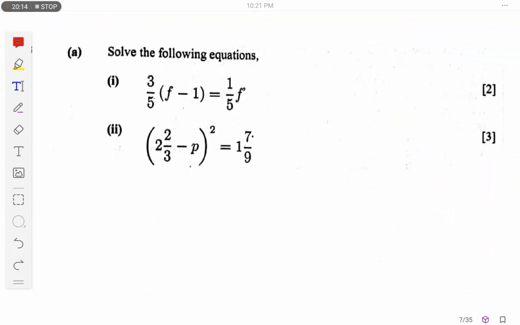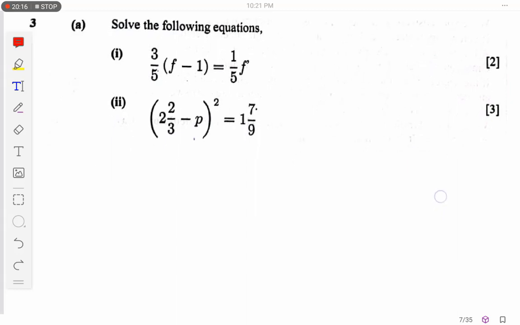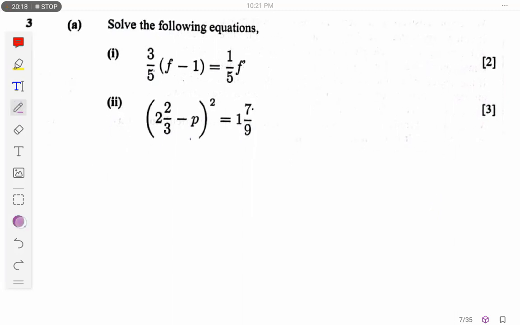Okay, I have this one. We are now on number 3. Solve the following equations. So I'm going to write the first one. Okay, for the first one, let's rewrite it. This expression is the same as 3 by f minus 1 all over 5. Okay, and this whole thing again is the same as f over 5.